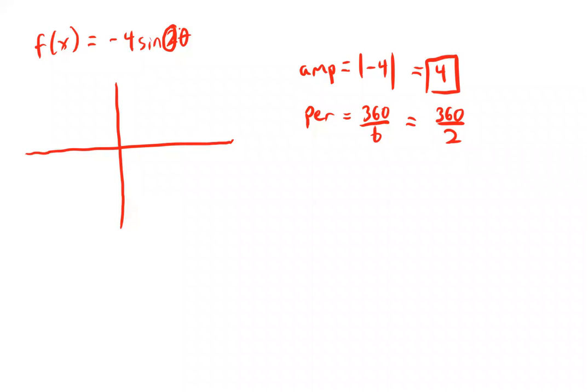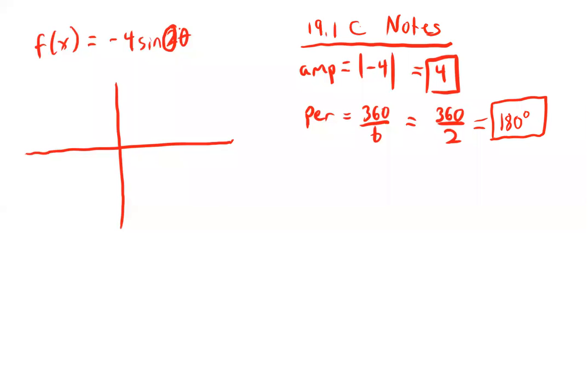And then this is going to equal 180 degrees. So this is your period here. I title this 19.1 C notes. So the domain is always going to be all real numbers.